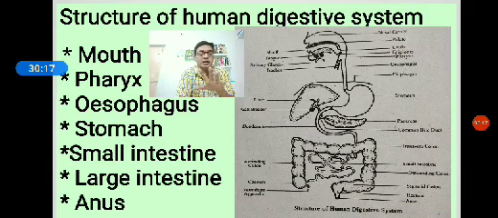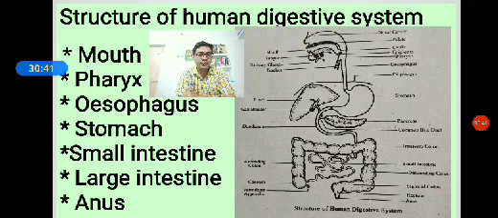In this canal, in this pathway, the food is processed. In the next class we are going to see the digestive glands, which enzymes are responsible for the breakdown of carbohydrates, proteins and lipids, and one more thing, the disorders of the digestive system.